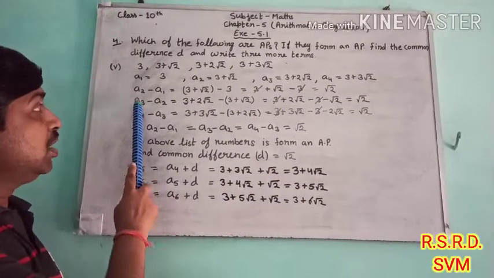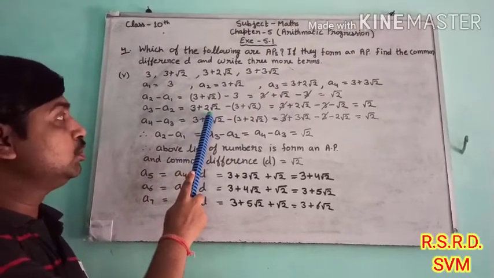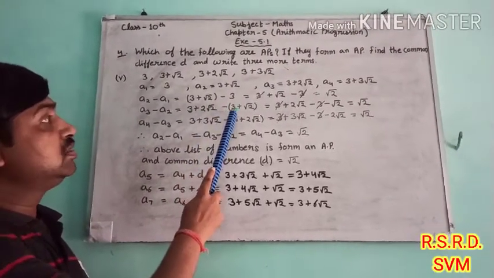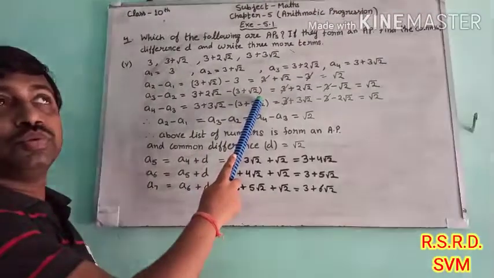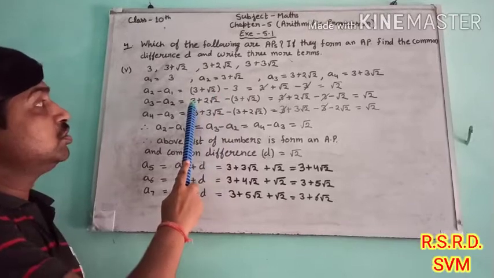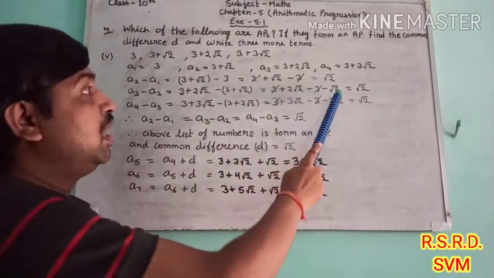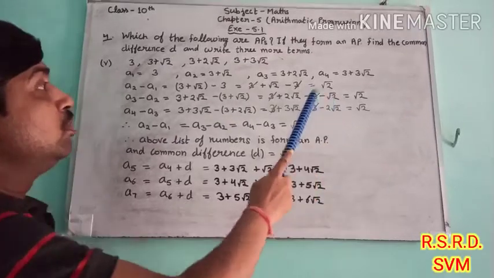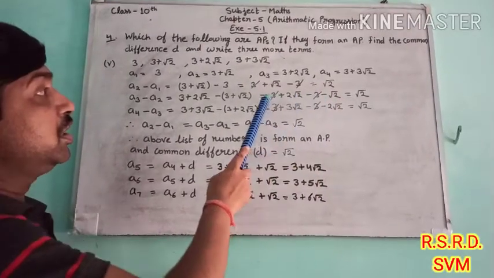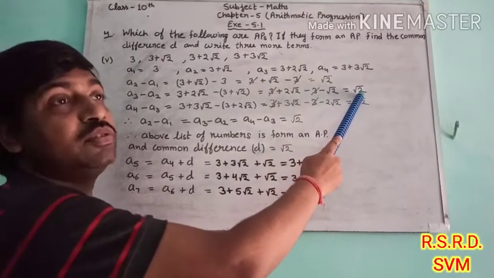Similarly, the third term minus the second term. We get 3 plus 2 root 2 minus 3 plus root 2. Open the bracket, the signs will change. 3 plus 2 root 2 minus 3 minus root 2. We get 3 cancel out. 2 root 2 minus root 2, we get root 2.